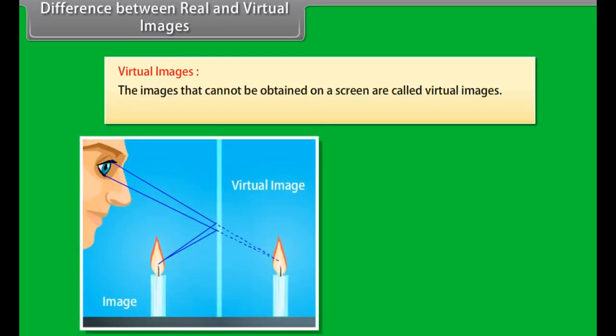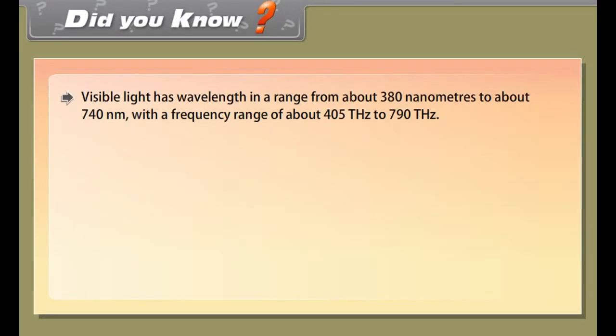Object. Anything which gives out light rays is called an object. Images. Image is an optical appearance produced when light rays coming from an object is reflected from a mirror. Difference between real and virtual images.